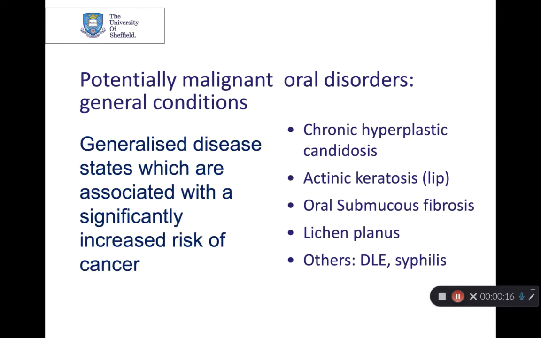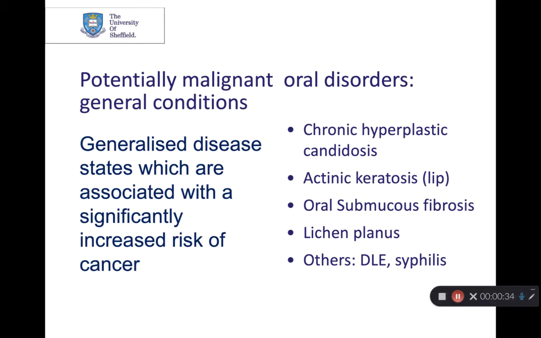We introduced the concepts in the last section about potentially malignant oral disorders and focused largely upon the lesions, leukoplakia and erythroplakia. But now we really want to discuss a number of generalized conditions which have other signs and symptoms in the whole body and which confer an increased risk of the development of oral cancer.